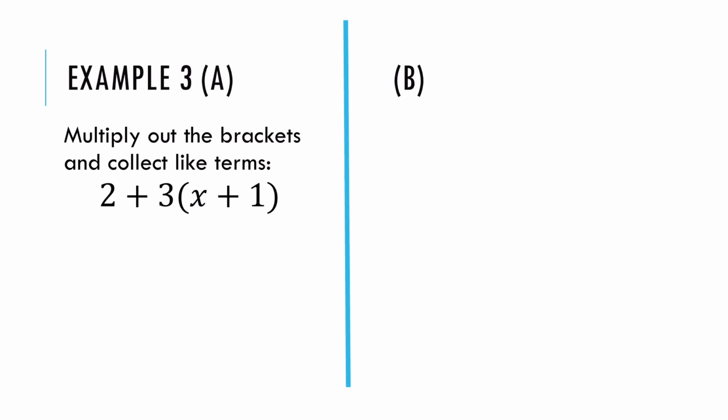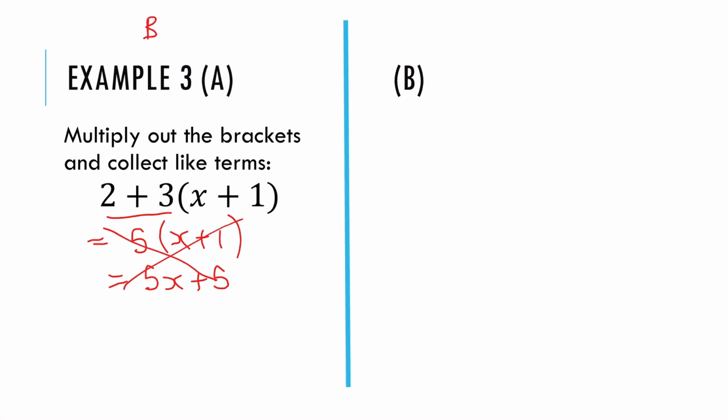Example 3, you'll notice that the placement of the bracket has changed here. Now, a lot of people would start by doing 2 plus 3 to give me 5. Then we have 5 times x plus 1, which is 5x plus 5. This is incorrect. The reason this is incorrect is because, again, we must apply BODMAS. So we must deal with our brackets first. So I'm going to leave the 2 alone at the start, and I'm going to multiply the bracket out by plus 3.